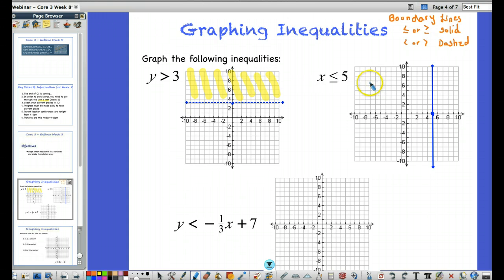Which way are you saying? Yeah, very good. So all these values here to the left are all less than 5. So I'm going to shade over there, meaning any point that I choose where that's shaded is going to be an answer. It'll give me an x value less than 5.